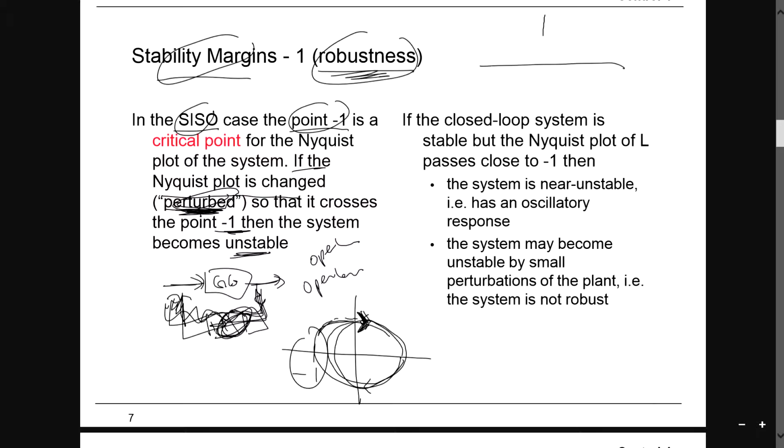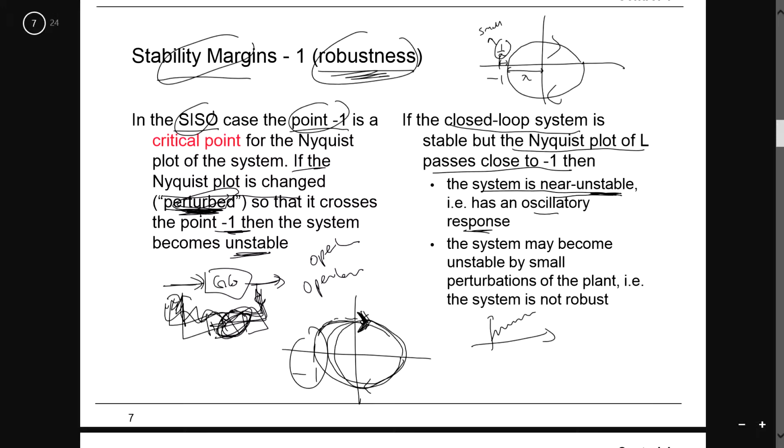And over here he says that if the closed loop system is stable but the Nyquist plot of L passes close to -1, so if I have something very near to -1, then the system is near unstable because it's almost towards unstable. In other words, we have a large lambda, and this is 1 over lambda. This means that the gain margin is very small, so we are going to be very unstable, and we have a very oscillatory response. This means you're going to be very responsive, but still somewhere constant at a certain gain. And this system may become unstable with certain disturbance.